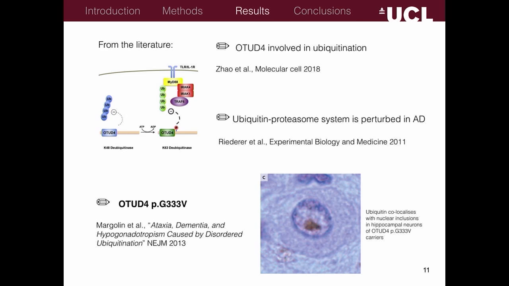And lastly, we turned to the literature, and we learned that this OTUD4 gene is involved in a biological process called ubiquitination, which is disrupted not only in Alzheimer's disease, but in a wide range of neurodegenerative disorders. And in particular, there's a rare mutation in this gene that has been shown to be causal for a rare form of dementia, also involving the hippocampus.